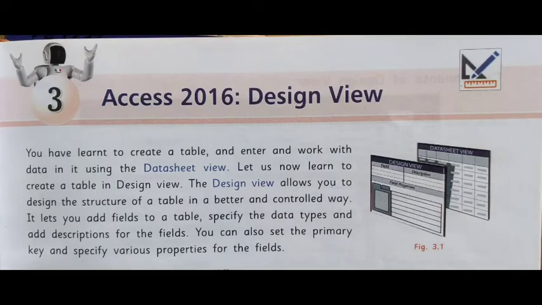You have learned to create a table and enter and work with data in it using the datasheet view. Let us now learn to create a table in design view. The design view allows you to design the structure of a table in a better and controlled way. It lets you add fields to a table, specify data types, and add descriptions for the fields. You can also set the primary key and specify various properties for the fields.